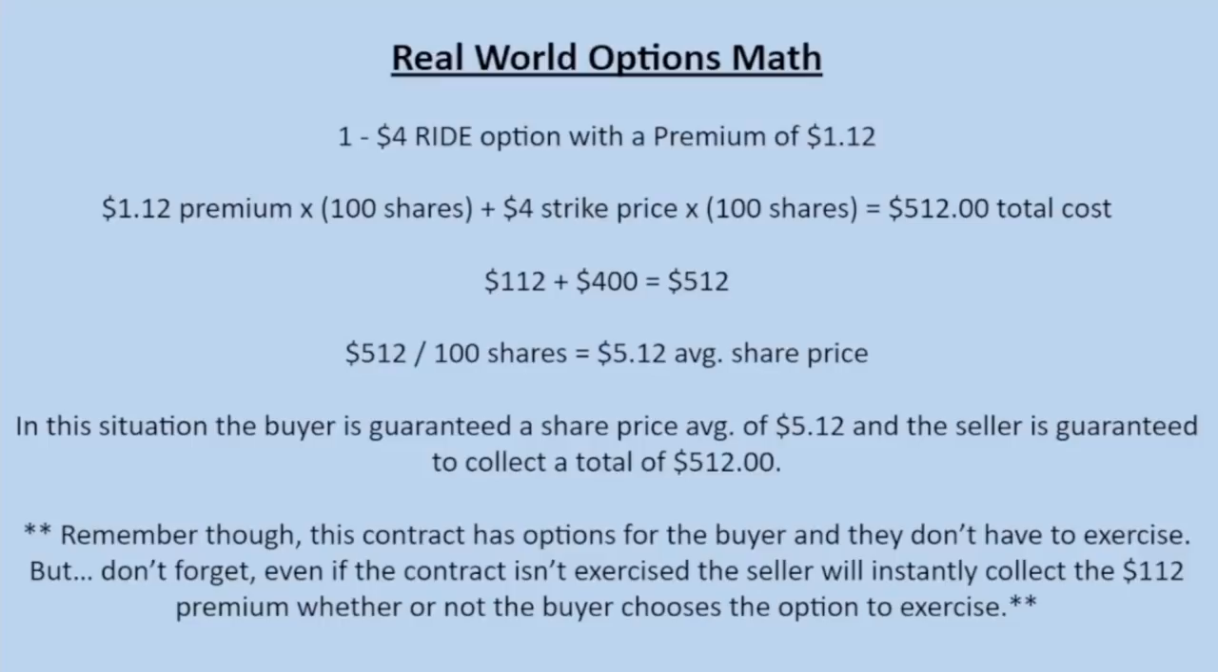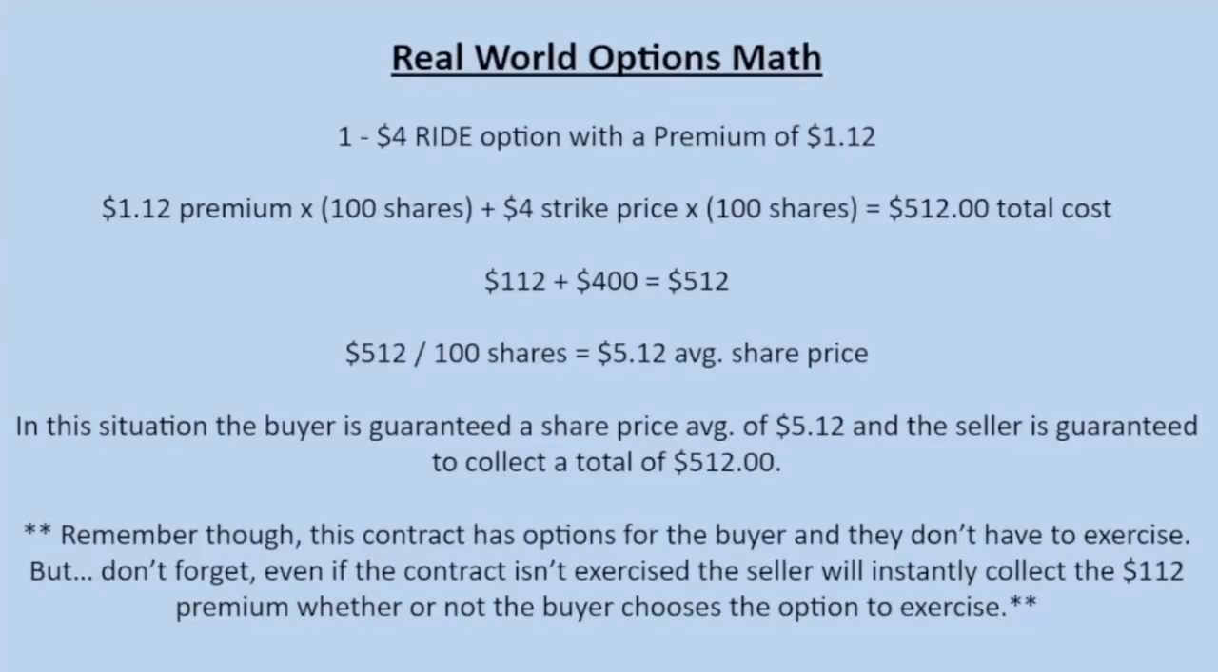If you don't exercise, you would never have to pay that $512. You would only pay your premium to open the contract. But on an exercised contract, you'd want to know what the price is, and that's what we're learning here, is how to add up that final price of that contract. So again, we'll take the premium times 100 shares plus the $4 strike price times 100 shares, and that's going to equal up to $512 total cost.